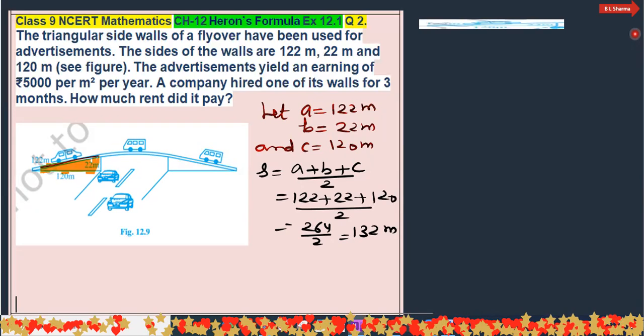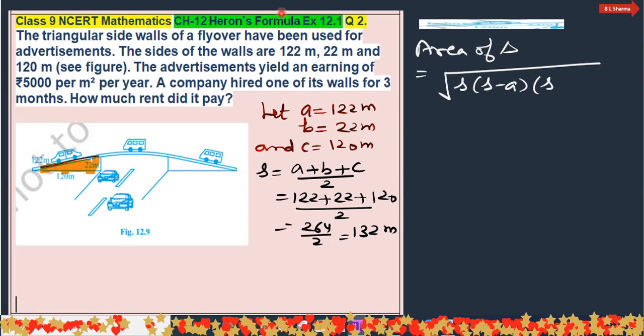And now using Heron's formula, area of triangle, that is root of S into S minus a into S minus b into S minus c. Here S is 132.